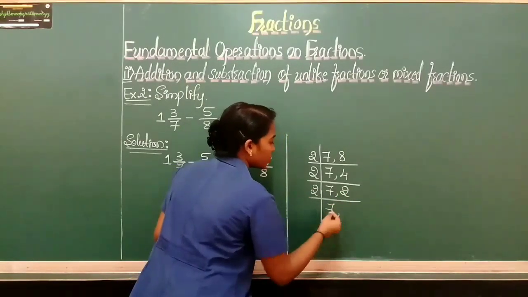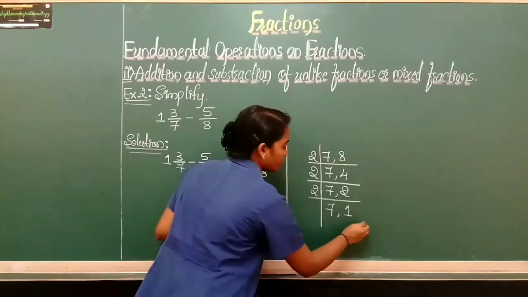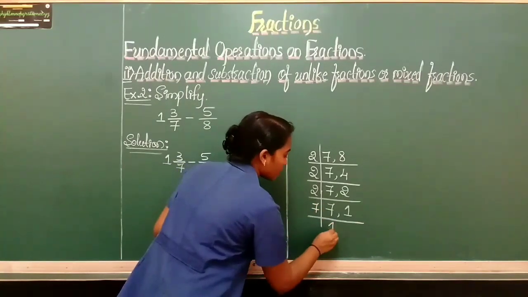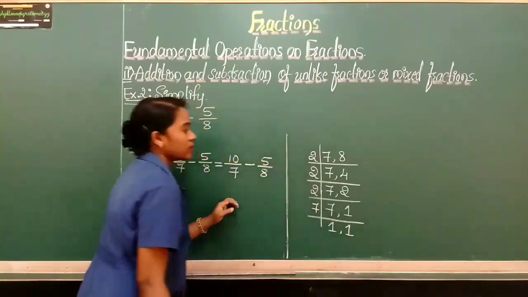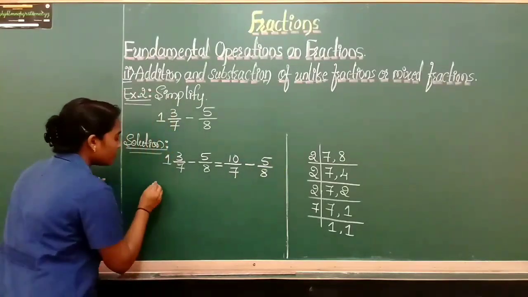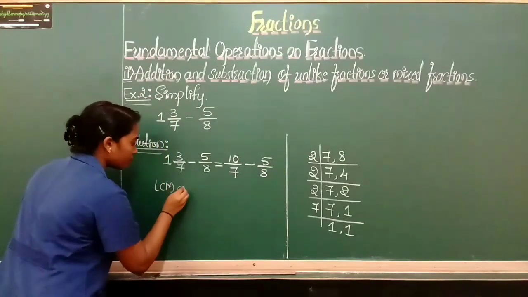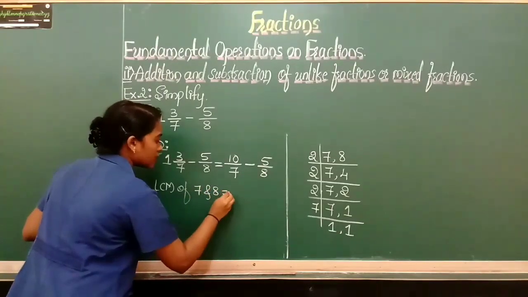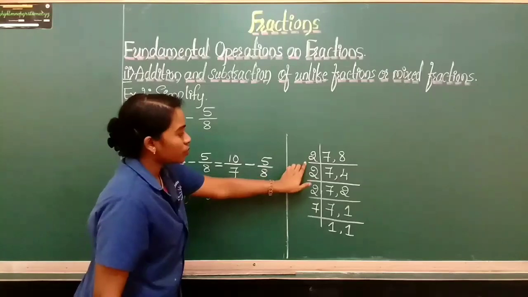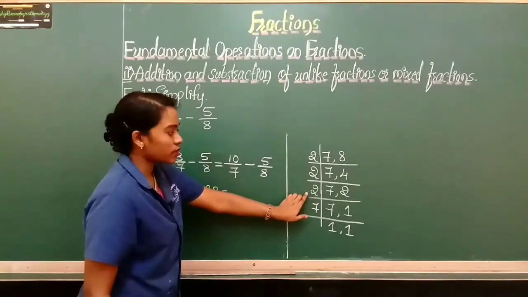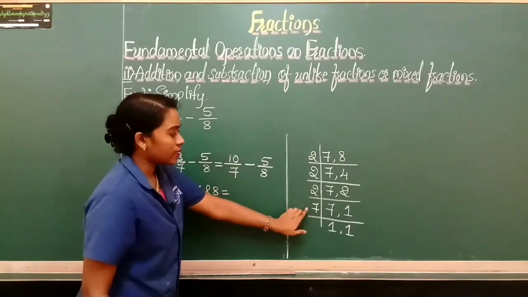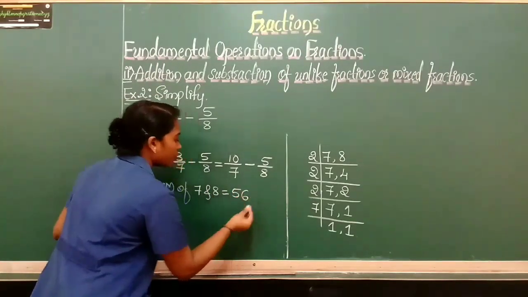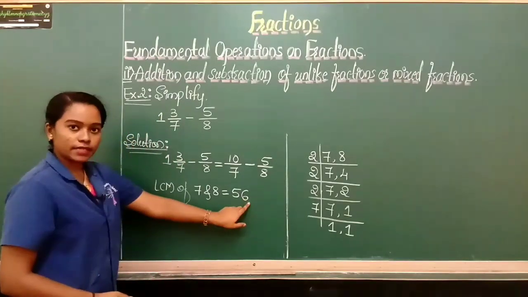2. 2 1s are 2. And 7 is divisible by 7. So take 7 and divide it. Therefore, the LCM of 7 and 8 is equal to 2 2s are 4. 4 2s are 8. 8 7s are 56. Therefore, the LCM is 56.